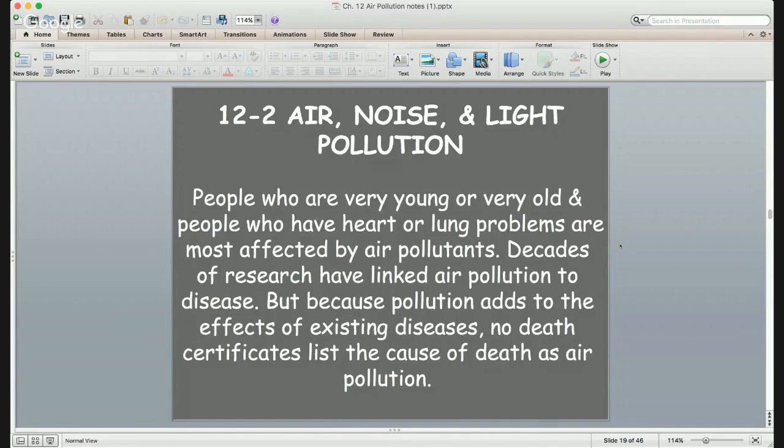Whether you're very young or very old, or you have asthma or heart problems, a lot of people are usually affected by things that are in the air. It usually makes diseases worse as time goes on. And if you participated in the in-class assignment on research of the different diseases that are affected by air pollution, you know some of the causes and some of the things that make it worse.